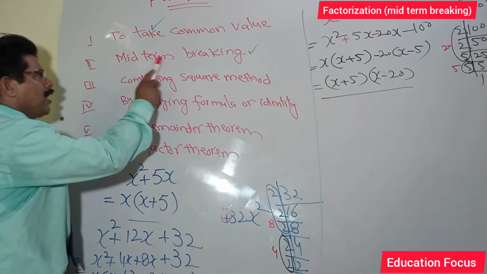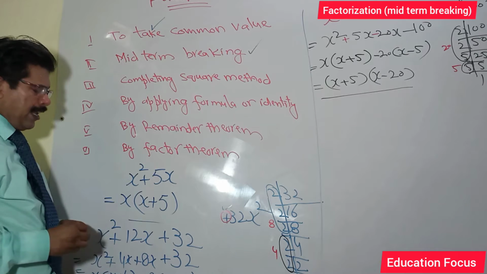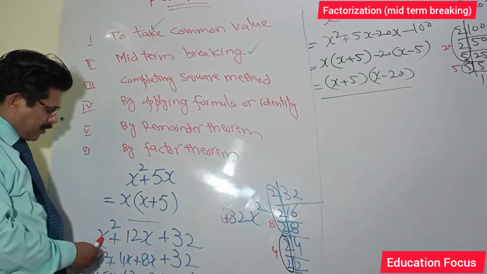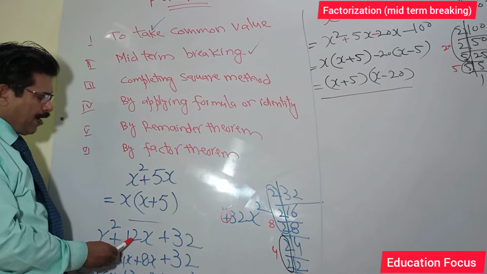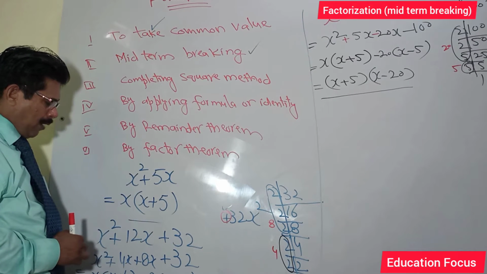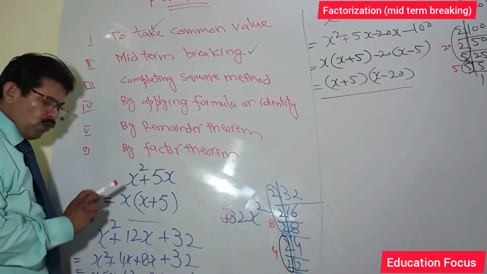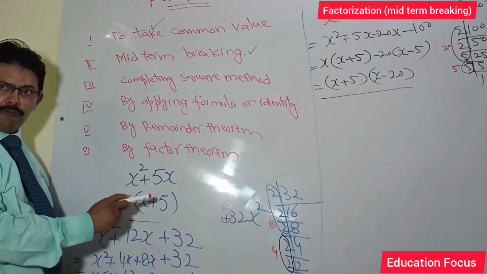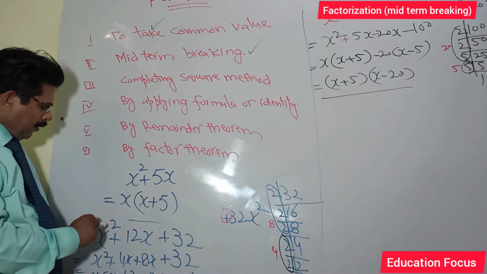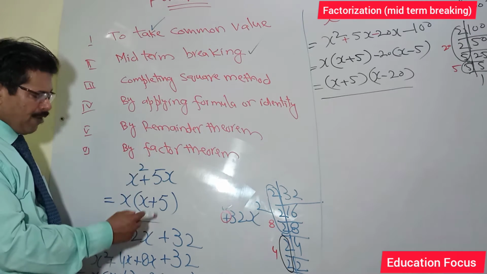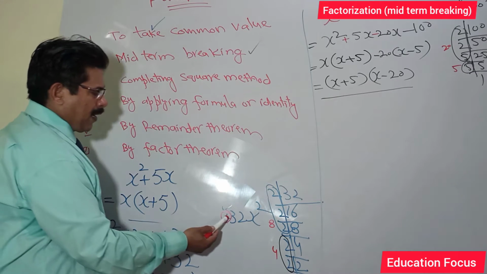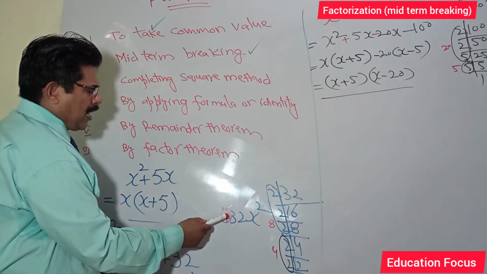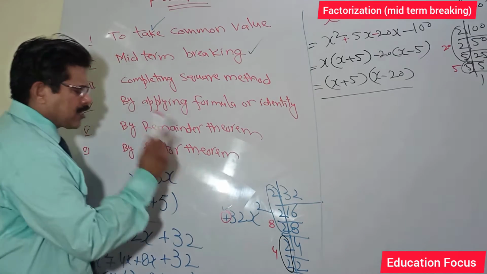Second method is mid-term breaking. I will explain this method with 2 questions. First question is x squared plus 12x plus 32. The method is that first of all we will multiply the first value with the last value, with sign. The answer is plus 32x squared. There is a positive sign, and that is a very important role of this sign.